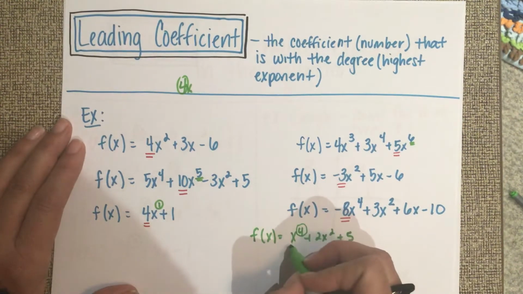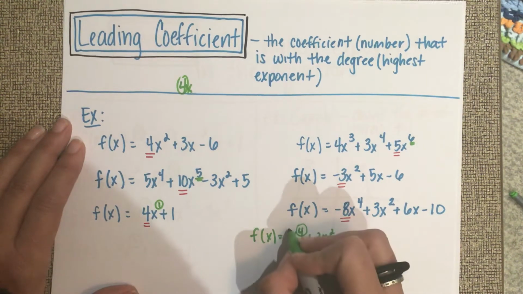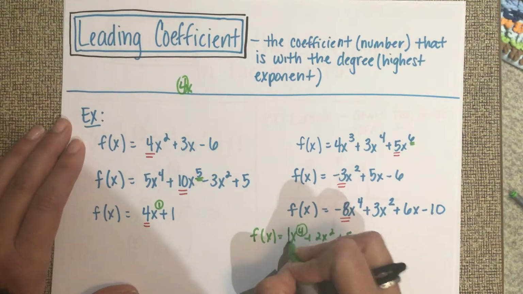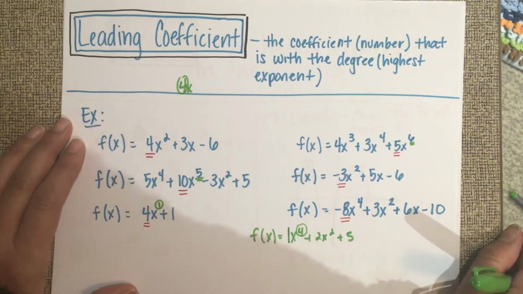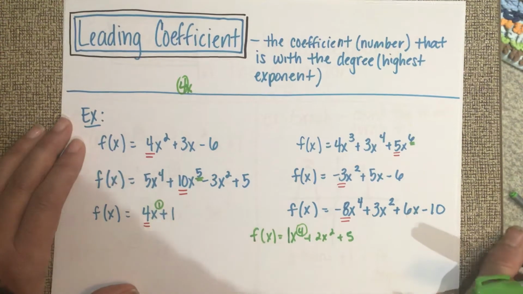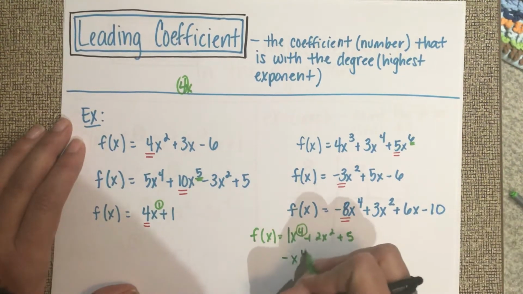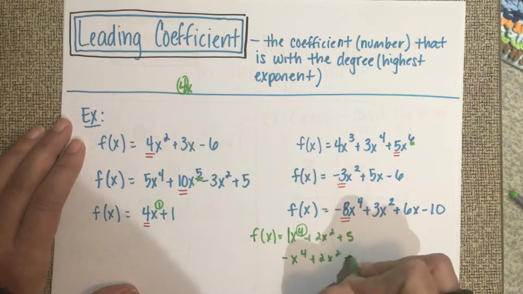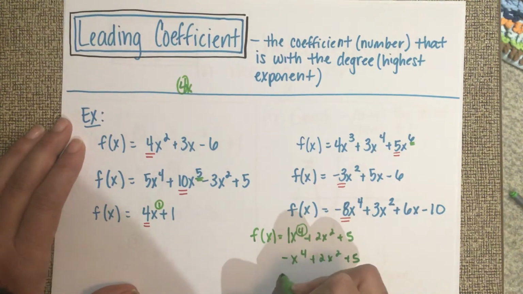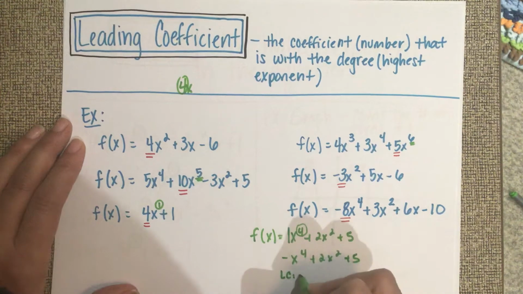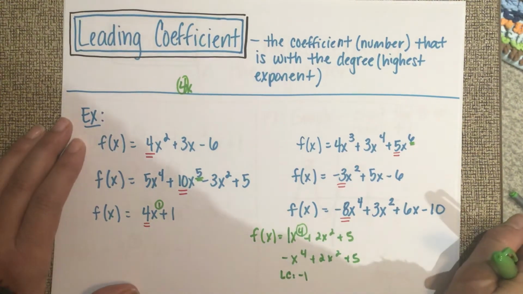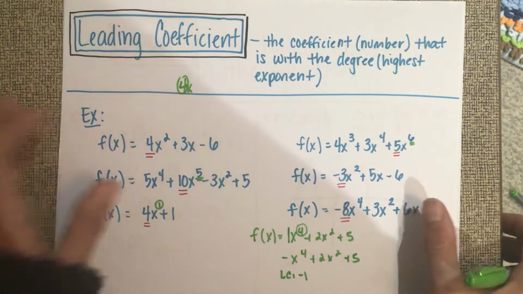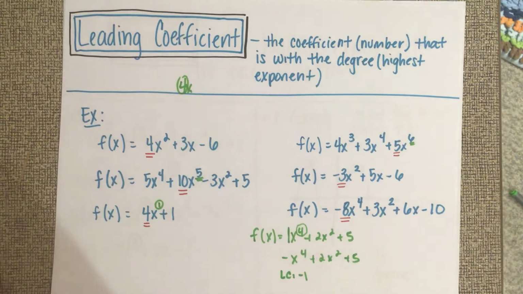There's no number here, but what number's really there? We just don't write it. A 1, right? Exactly. So my leading coefficient here would be a 1. Okay, so just make sure you pay attention to that. And then likewise, if this were negative, right, then my leading coefficient here would be -1, okay? All right, so that's just a quick overview of those two vocab words.